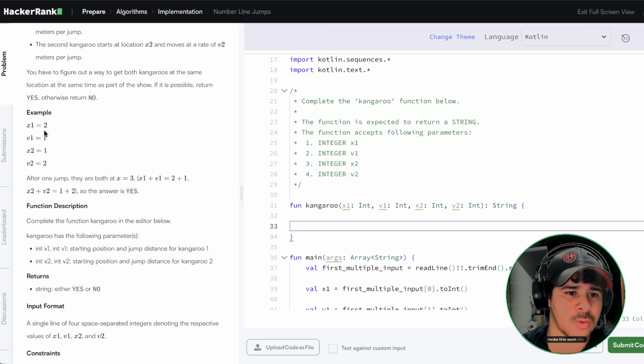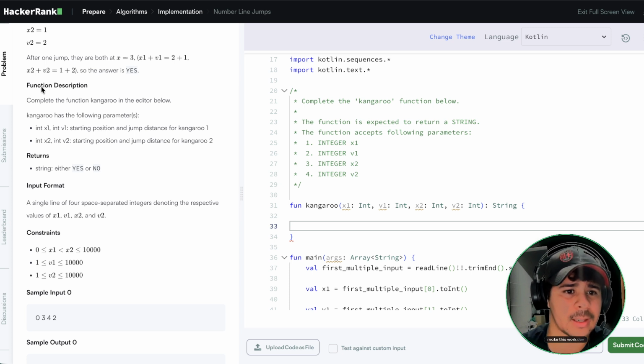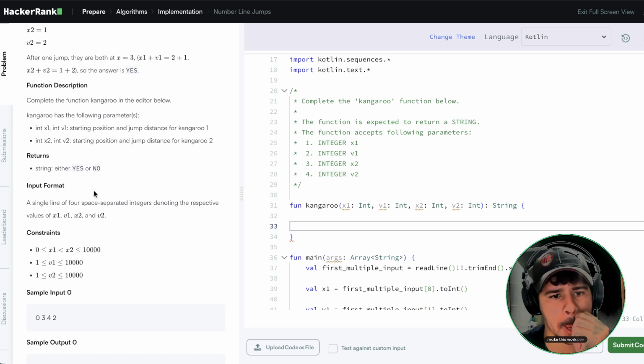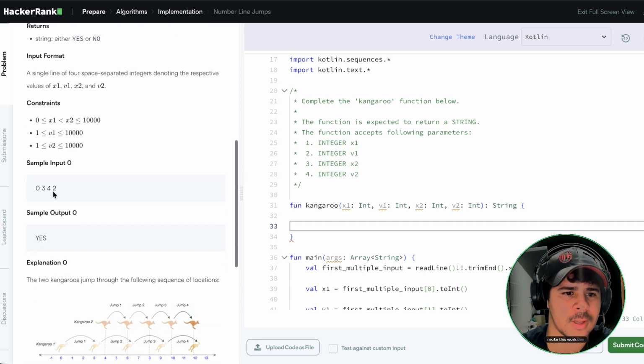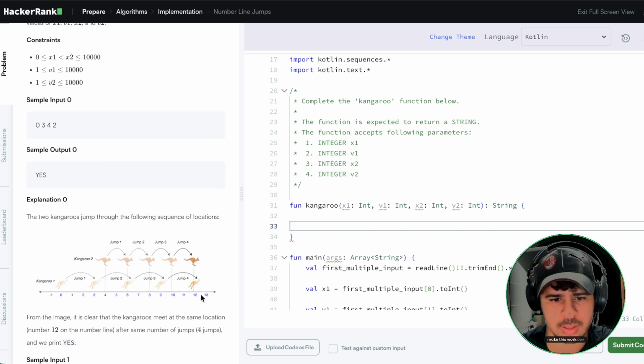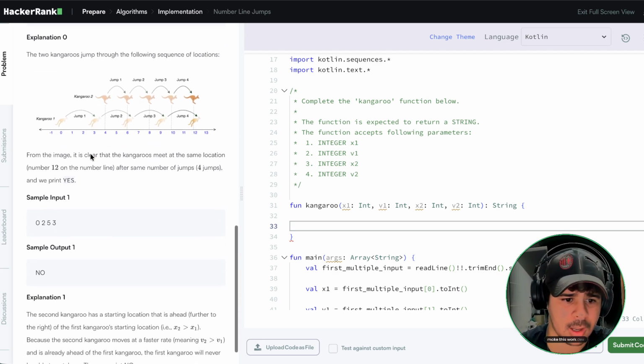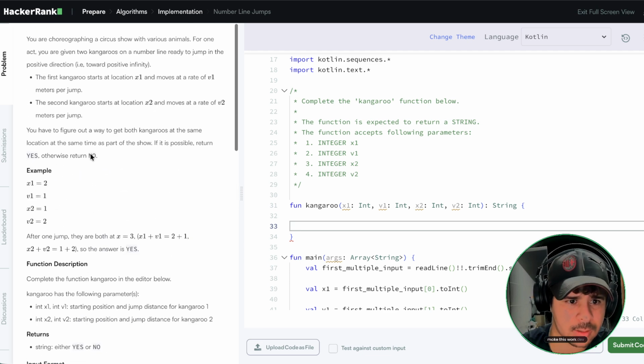So here we have position 1, speed 1, and here we have position and speed. So the answer is yes. And the function description, they already passed this information for us: x1, v1, x2, v2. Always positive, and here, as you can see, they meet at 12, so that's a yes. I think we can start this one.